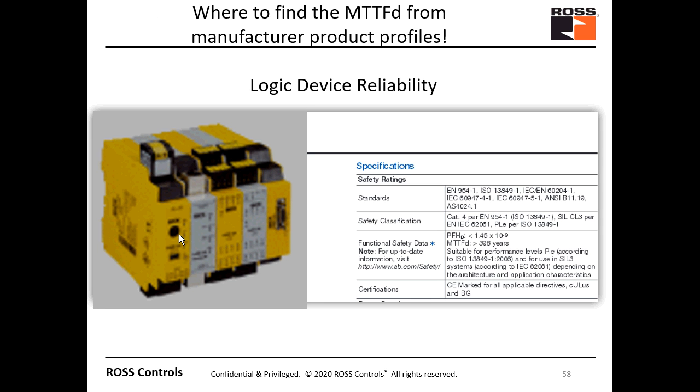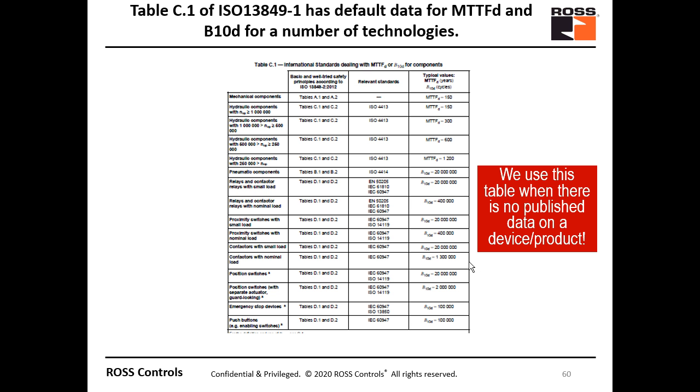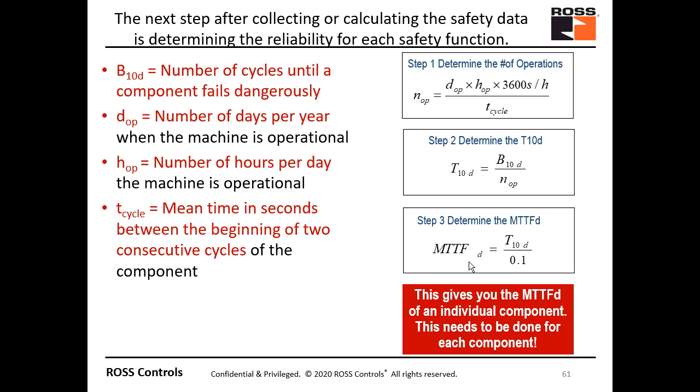Now, many manufacturers will list theirs. They will have an MTTFD, but they have taken some assumptions whenever they do an MTTFD calculation. A lot of times you will see PFHD, but sometimes you do see MTTFD. On a device like Ross's with a B10D of 20 million, what you have to do is determine the number of operations of your machine, and then divide your B10D by the number of operations times 0.1. And I'm going to show you that in just a second.